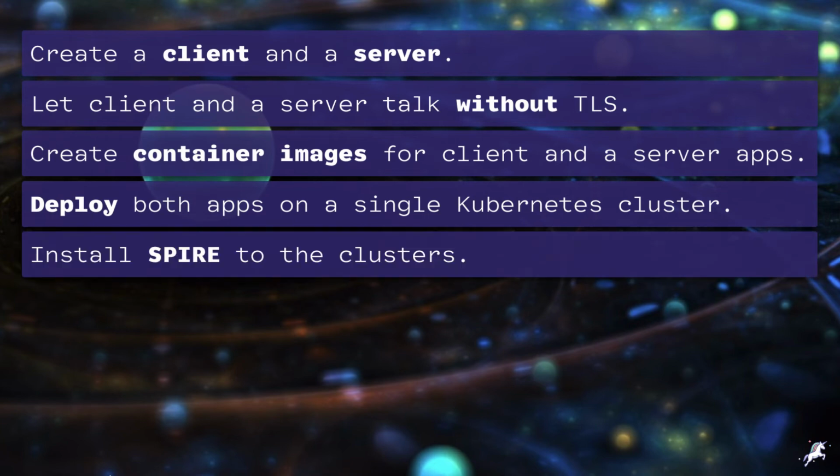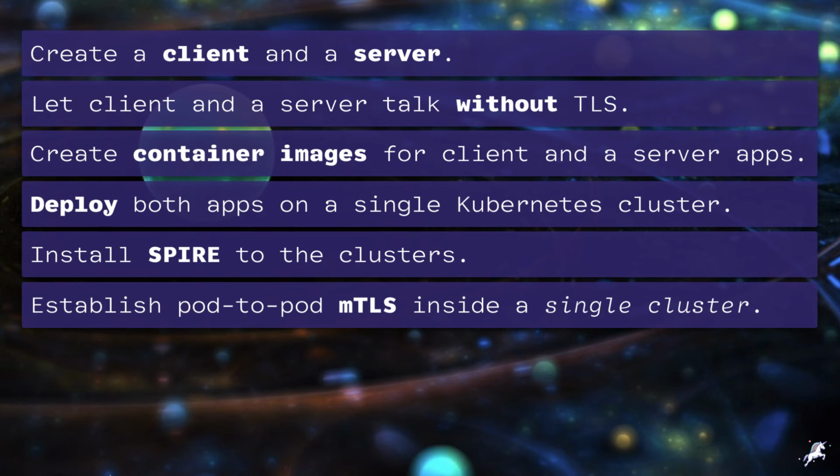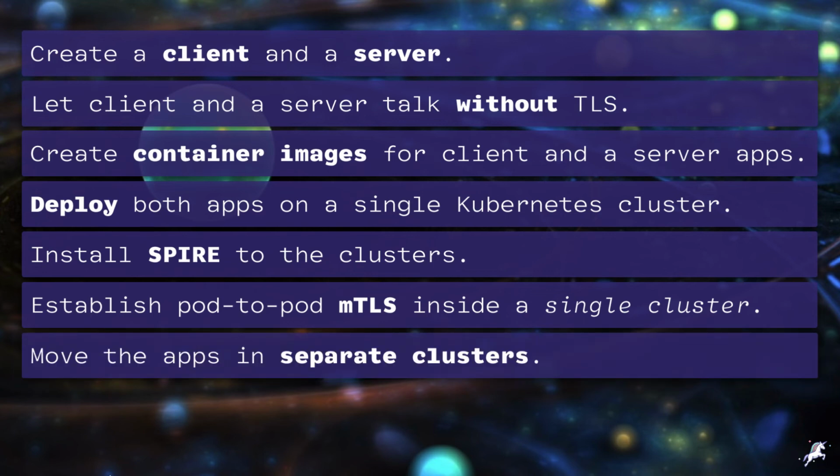Then we'll install SPIRE to both of the Kubernetes clusters to help us establish the building blocks of our federated secure communication. Then we'll establish a pod-to-pod secure MTLS communication inside a single cluster to start with. And after that, we'll move one of the applications, which is the client application, from one cluster to the other. So each cluster will have a single application in itself.